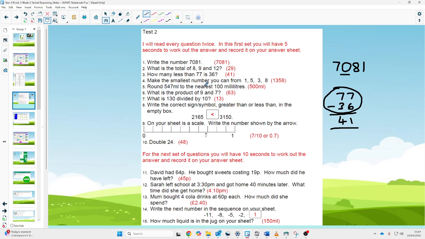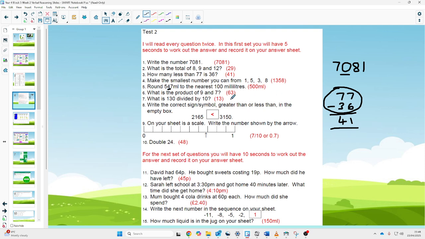Round 547 to the nearest 100 millilitres. Hope you did it to the nearest 100, not the nearest 10. So of course, as it's 547, we're going to be rounding down to 500. So what digit are we really concerned with? Well, in actual fact, we're looking at the 4 tens. So when we're rounding to the nearest 100, we look at the column that comes before that and we decide, is it less than 5 or more than 5? If it's less than 5, so 4, 3, 2 or 1, you're going to round down. If it's 5 or above, you round up.